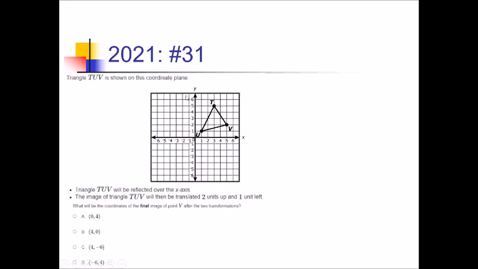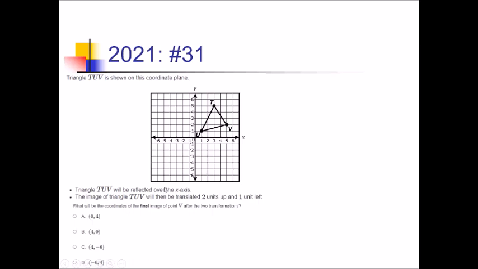On this one, we have a triangle, TUV, on this plane here. And they're telling us they're going to first reflect it over the x-axis and then translate it 2 units up and 1 unit left. They want to know the final coordinates of point V after these two transformations. So one thing I want to get straight right at the get-go here is I'm not moving this whole triangle around. All they care about is where V ends up. So I'm just going to do these two transformations on point V and not worry about anything else.